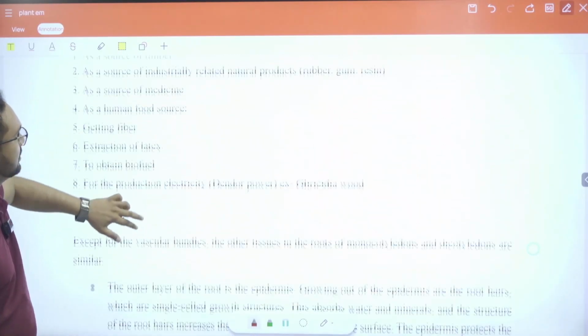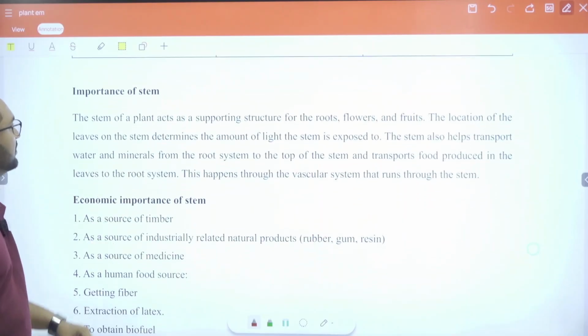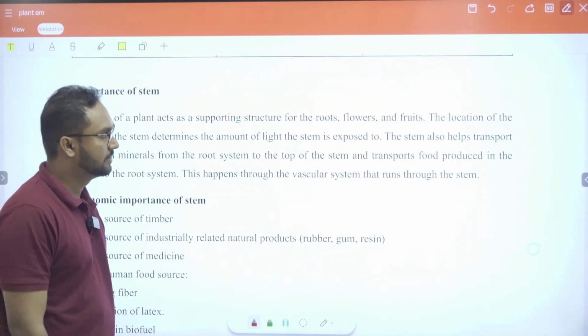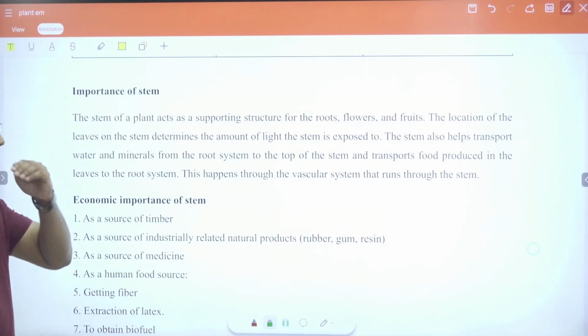So the final few are there. So the importance of the stem. The stem of a plant acts as a supporting structure for the roots, flowers, and the fruits.